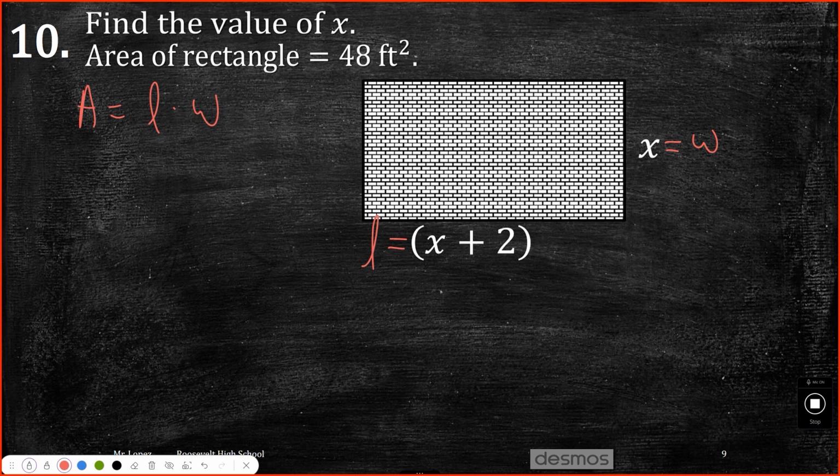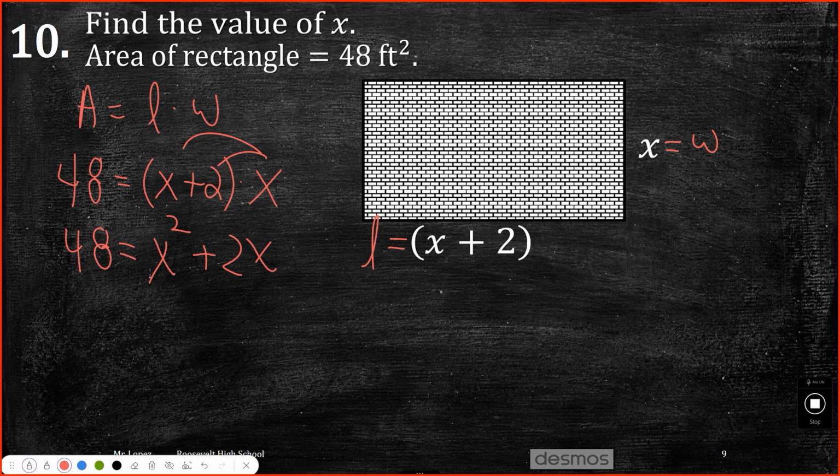And we already know what the area is. Area is 48, no? 48. And then we got length is x plus 2 times the width is x. We can go ahead and distribute. So 48 is going to equal x squared plus 2x. Then what do we do? Minus 48. So we're going to set it equal to 0. So we're going to have x squared plus 2x minus 48.